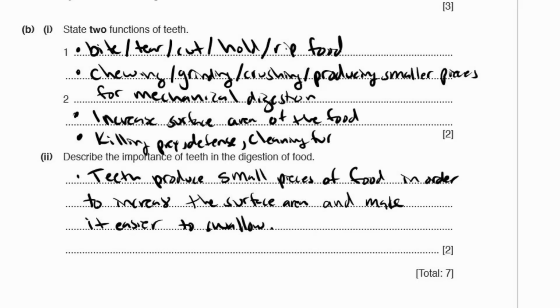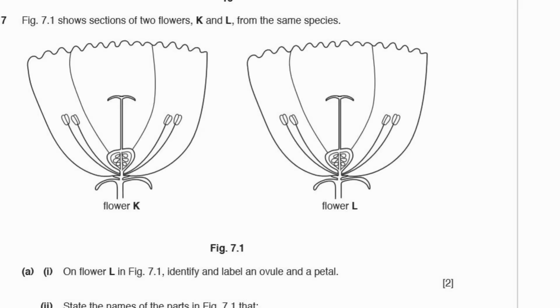All right, next question, 7. Figure 7.1 shows sections of two flowers K and L from the same species. A1. On flower L in figure 7.1, identify and label an ovule and a petal. Okay, this is flower L over here. So an ovule are these small things inside that will become the seeds. So this is an ovule, and the petal is this. Only one petal needs labelling.